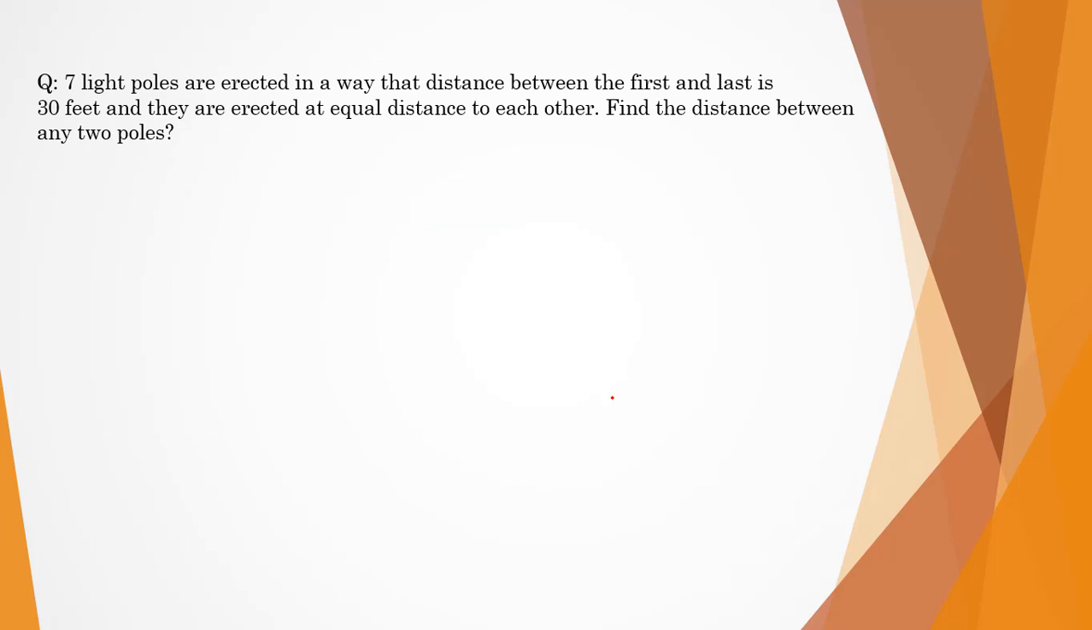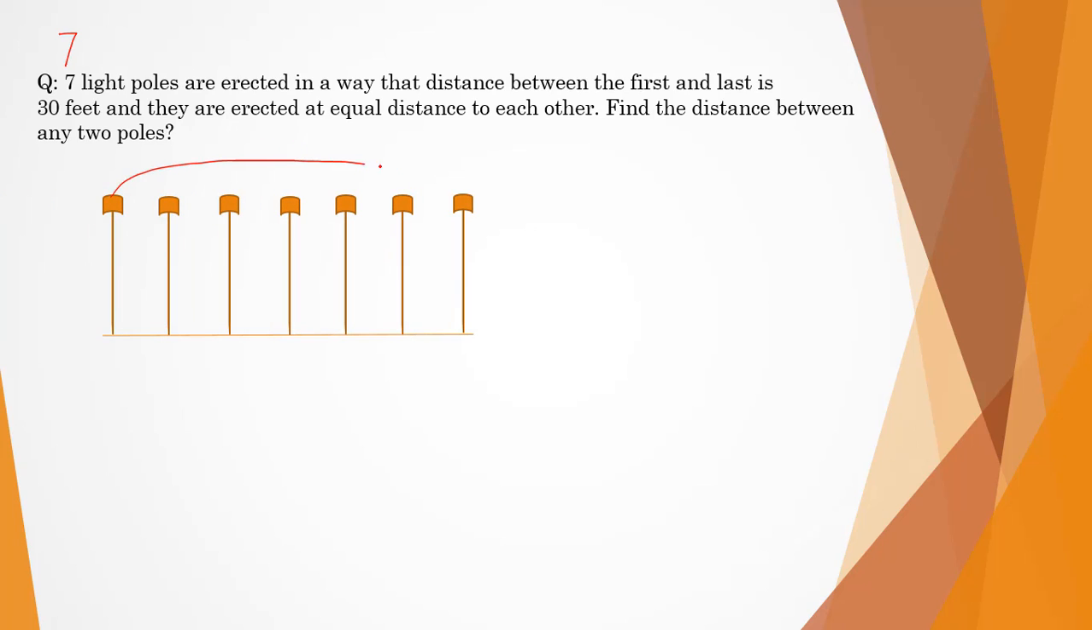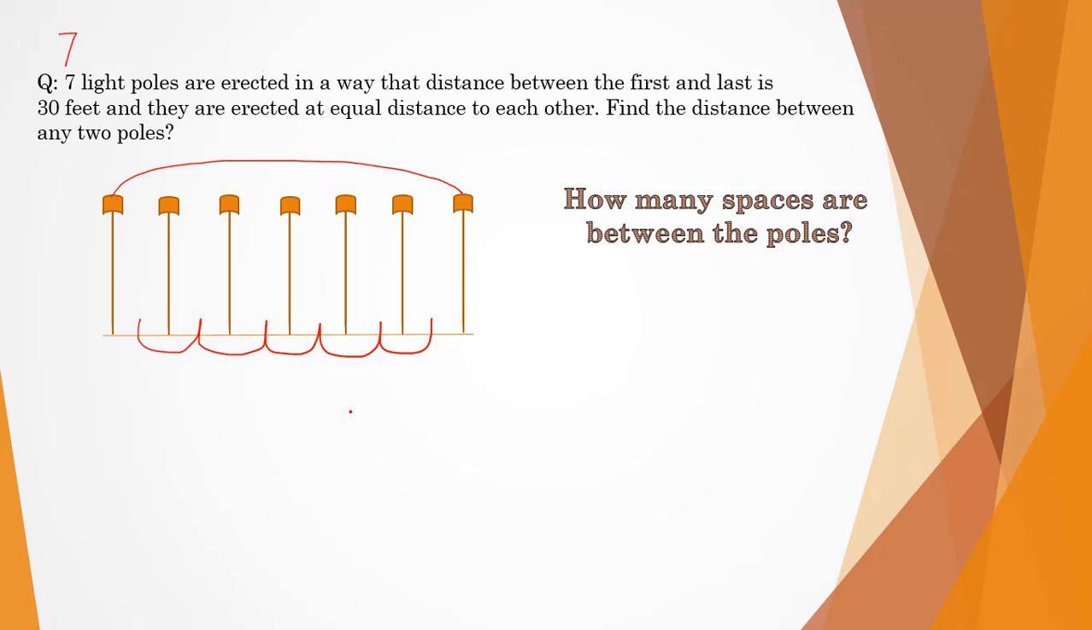Light poles are erected in a way that the distance between the first and last is 30 feet, and they are erected at equal distance to each other. Find the distance between any 2 poles. We know the distance between the first and the last. We just have to figure out how many spaces are between the poles. If there are n poles, then the spaces between them are n minus 1. Divide the total distance by the number of spaces. 30 divided by 6, 5.